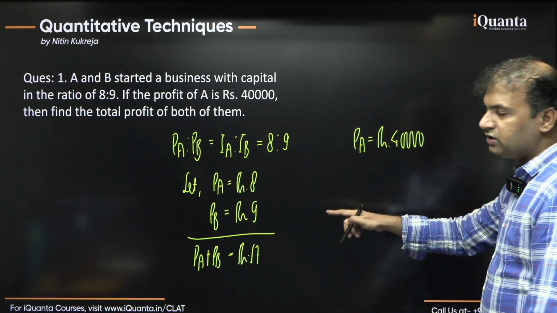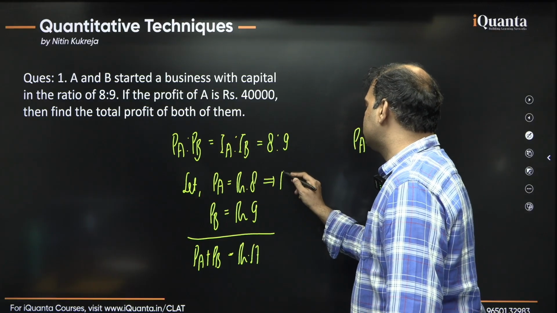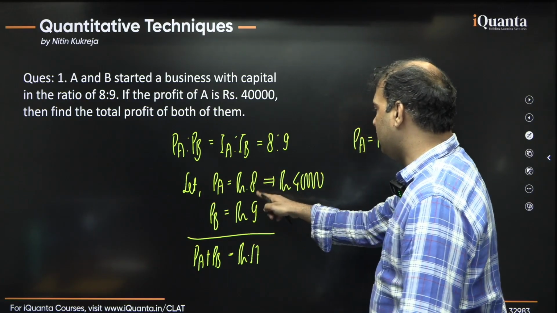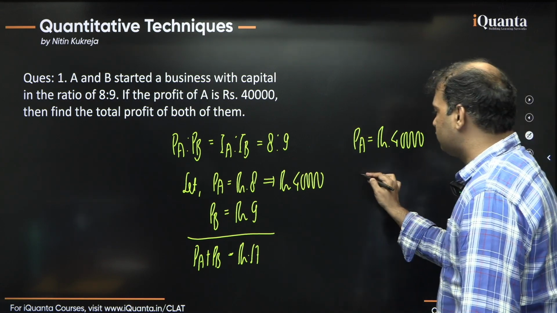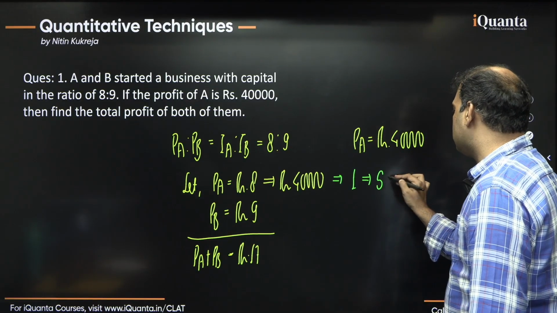Okay, coming to the solution finally, the actual profit of A we know is 40,000. In assumption, his profit is how much? 8. So 8 of the assumption is 40,000 of the real. That means, everybody, from this we can say that one of the assumption must be 5,000 of the real, right?